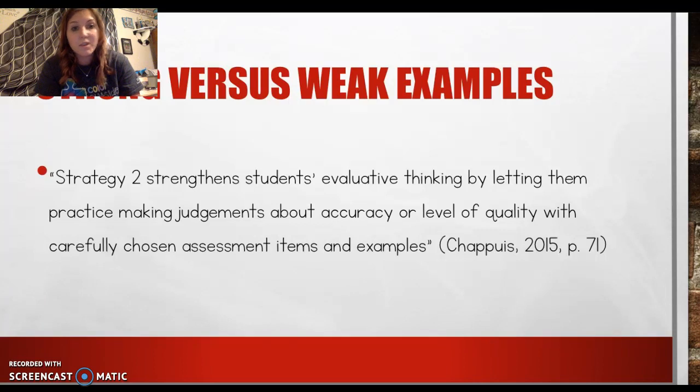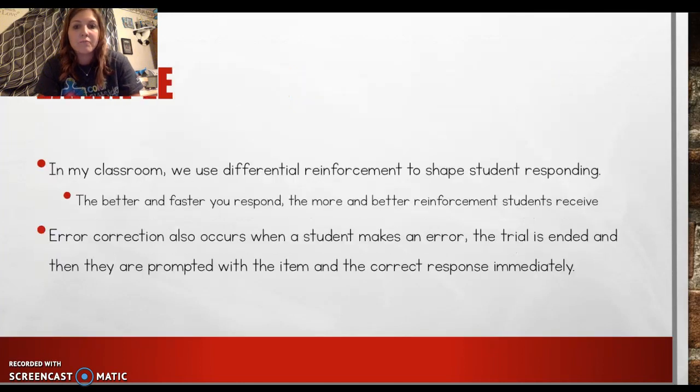So strong versus weak. For students to know exactly what is expected, we should show examples of strong work and weak work, also non-examples and examples, so they know exactly what they're expected to do and what learning is needed. An example in my classroom is differential reinforcement. The better and faster you respond, the more and better things you get reinforcement-wise. Error correction also occurs in my classroom, where we prompt errors to the correct response.